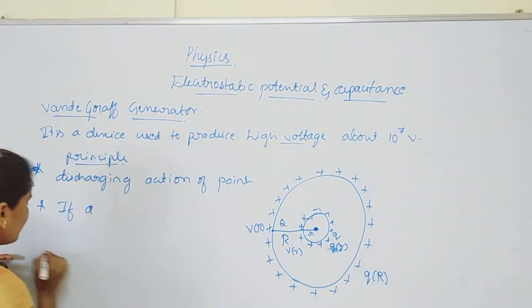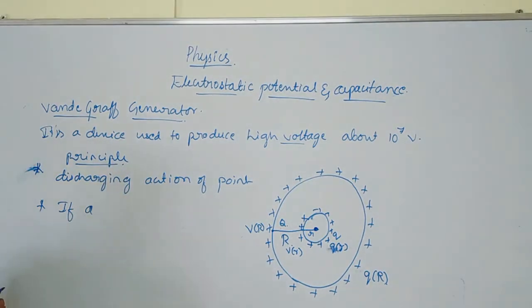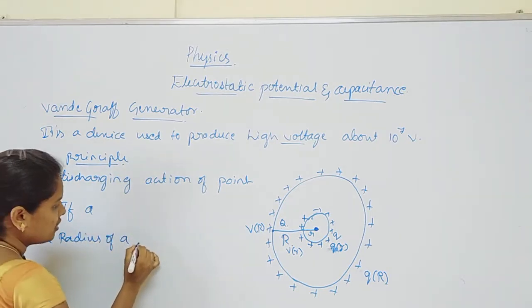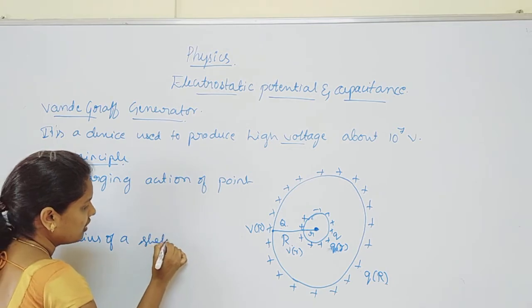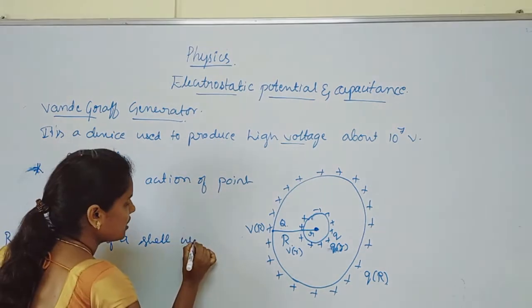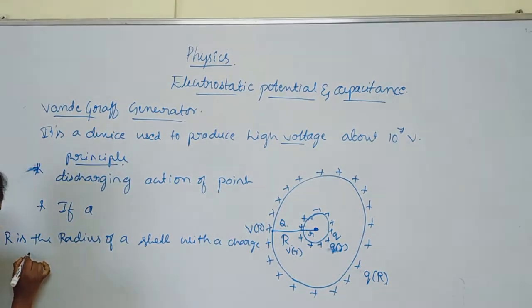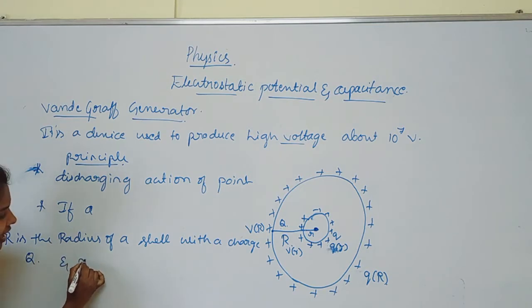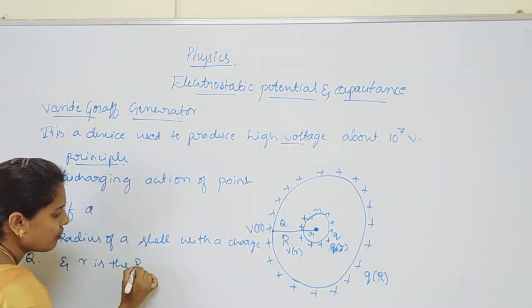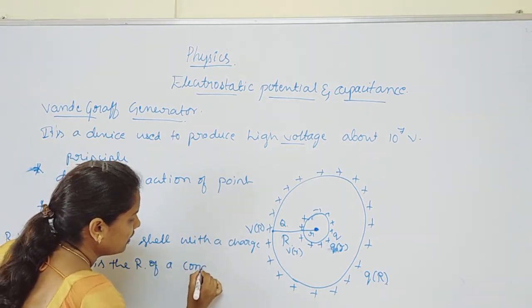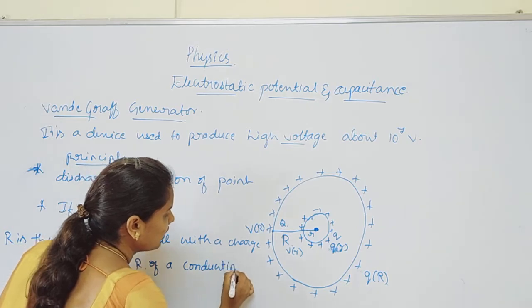So here R is the radius of a shell with a charge Q, and small r is the radius of a conducting sphere.